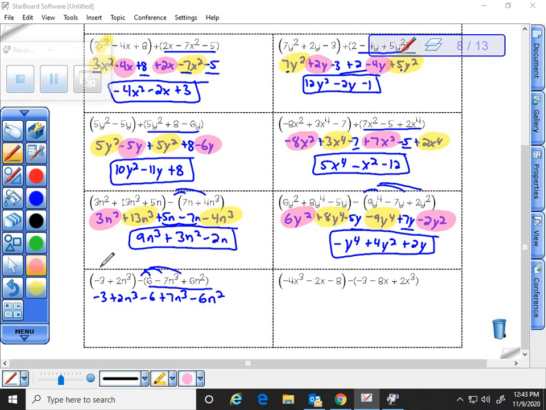Combining my highest power first. So it looks like it's the 2n cubed and the 7n cubed is 9n cubed, keeping the same. N squared, looks like I have just the one n squared, so it's minus 6n squared. And then the numbers is a minus 9.